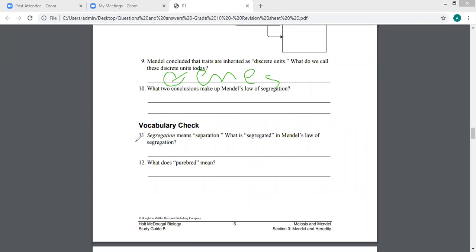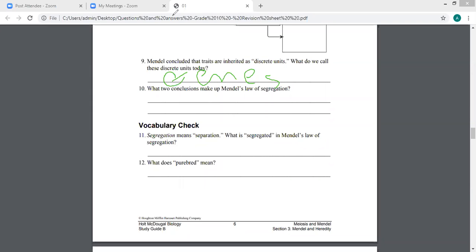Number 11. Segregation means separation. What is segregated in Mendel's law of segregation? Which part? What is the thing that will be separated? The recessive gene, the dominant gene? All genes are segregated. Yes, the discrete genes are segregated. Okay.